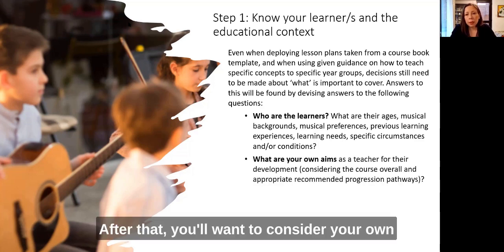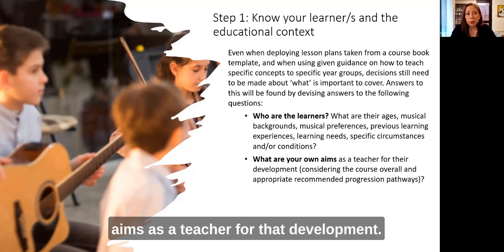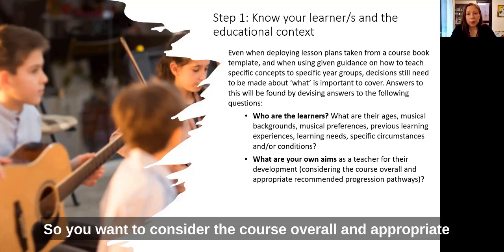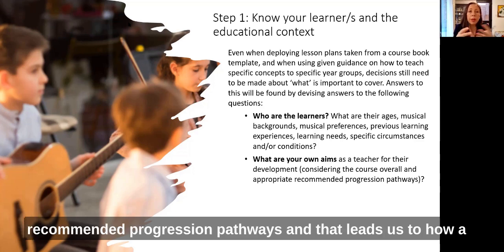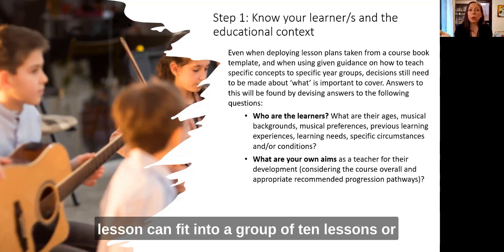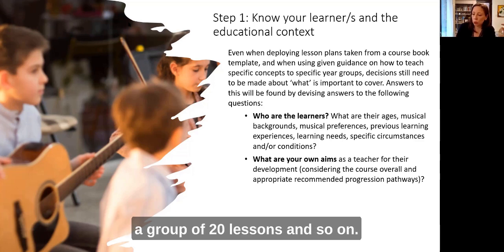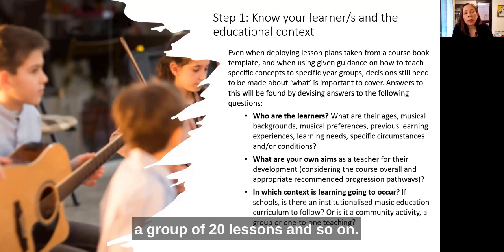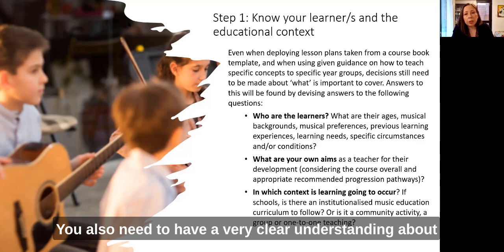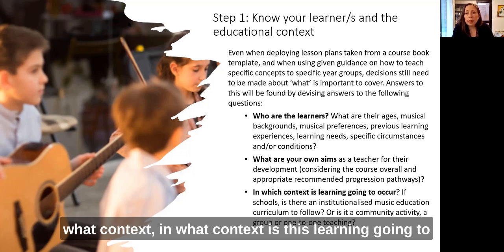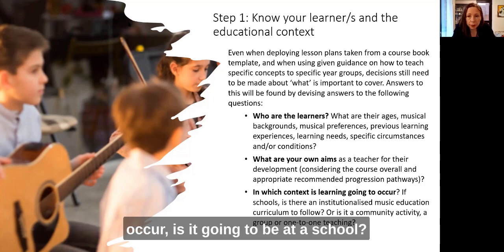After that, you'll want to consider your own aims as a teacher for that development. So you want to consider the course overall and the appropriate recommended progression pathways, and that leads us to how a lesson can fit into a group of 10 lessons or a group of 20 lessons, and so on. You also need to have a very clear understanding about in what context this learning is going to occur. Is it going to be at a school?